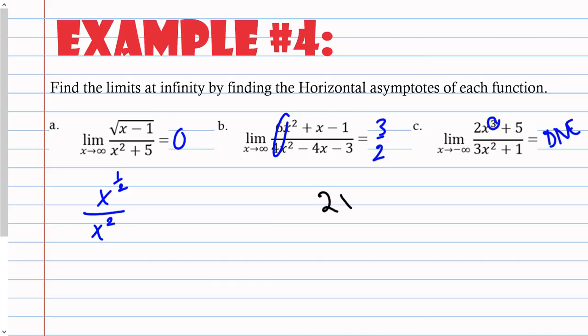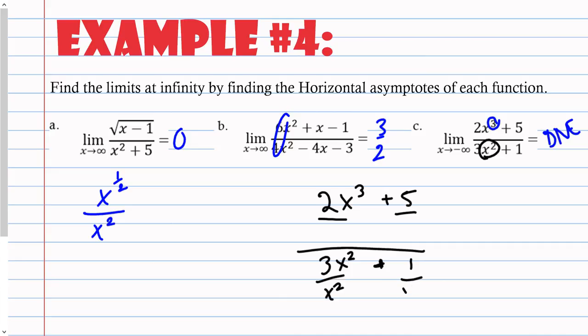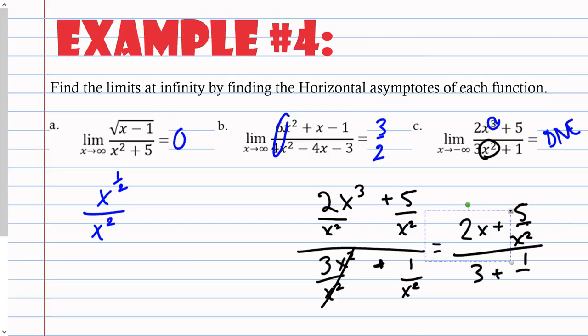All right, so 2x cubed plus 5, and then 3x squared plus 1. And then we're going to take the biggest x term in the denominator, which is x squared. Divide everything by x squared. I can do that, right? Because math. These cancel out. So what am I left with? I'm left with 2x plus 5 over x squared, which we're going to leave just like that, over 3 plus 1 over x squared.